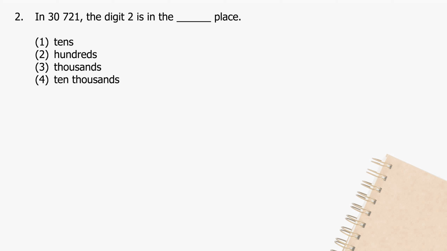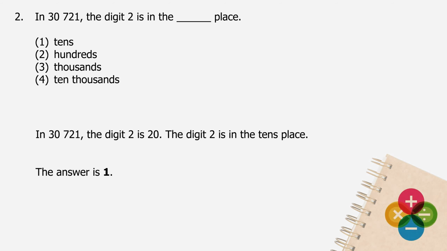Question 2. In 30,721, the digit 2 is in the blank place. In 30,721, the digit 2 is 20. The digit 2 is in the tens place. The answer is 1.